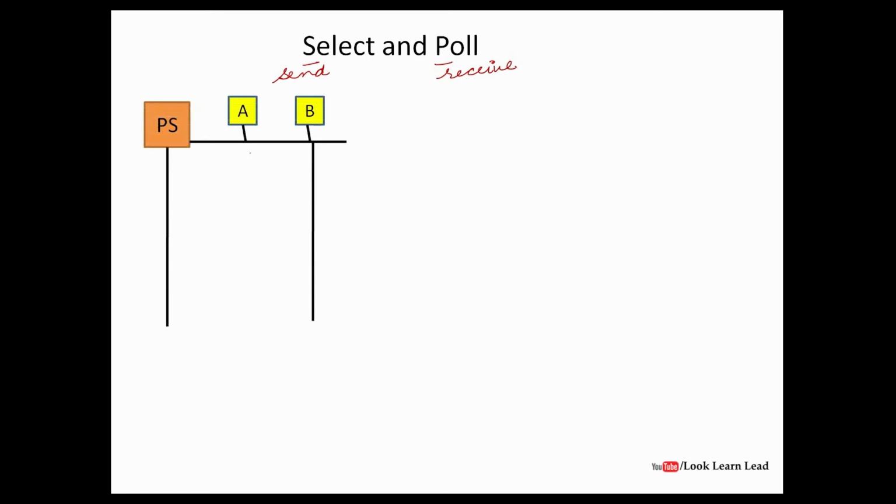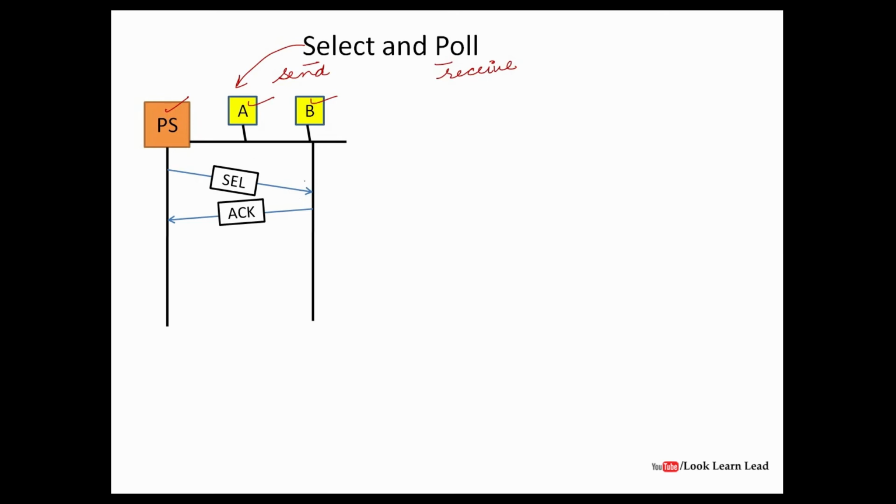Let's see. Here we have 3 stations. PS is the primary station, and A and B are the secondary stations. We will be discussing select first. Now suppose PS wants to send data. It has to check whether the channel is free or not. So it would send select to B. Then B would acknowledge, yes, I am ready to receive.